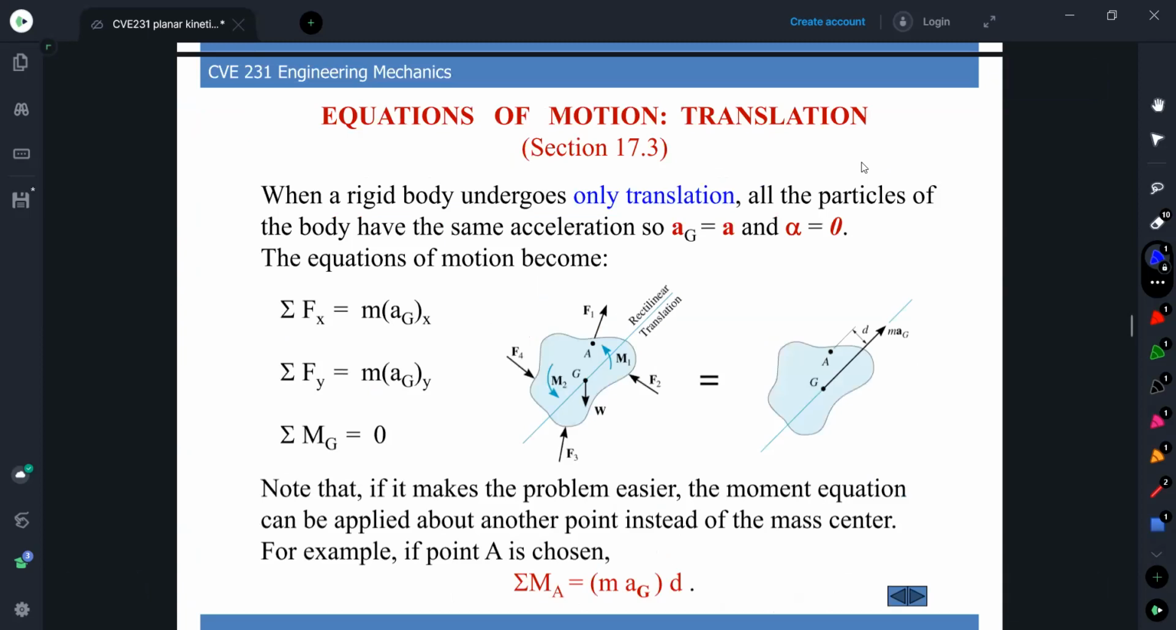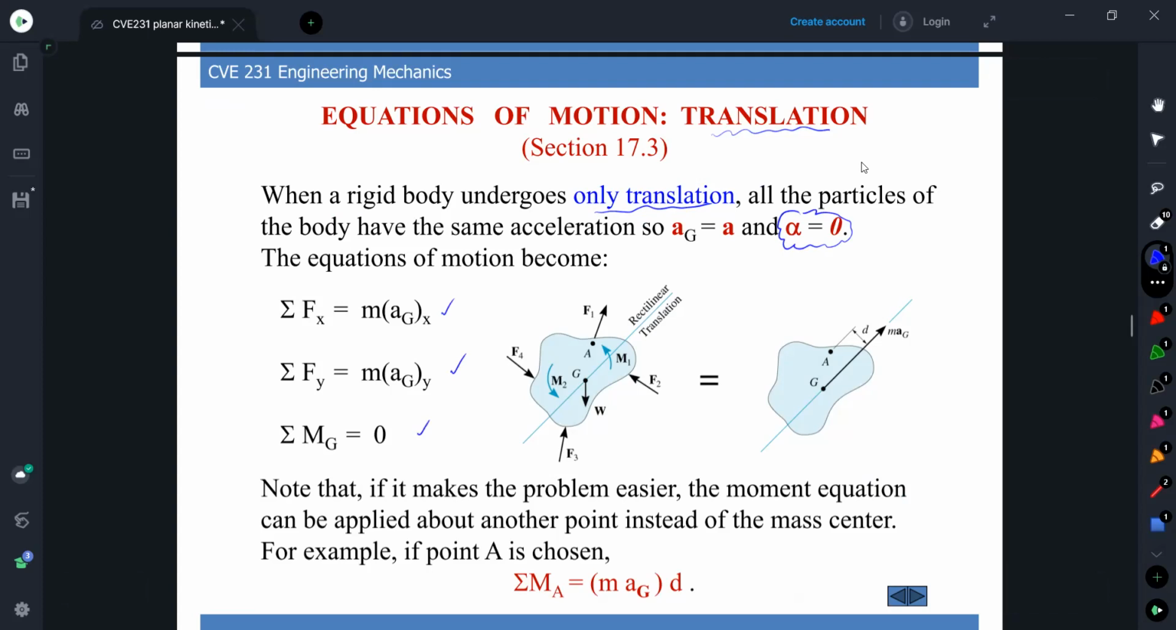But in this video we will focus on translation only. If a rigid body undergoes only translation, it means it has no rotation, so alpha becomes 0. So the equations of motion about point G, the center of mass, are summation Fx equal to m a_gx and summation Fy equal to m a_gy. And we also have summation moment at point G equal to 0 for the case of translation only.